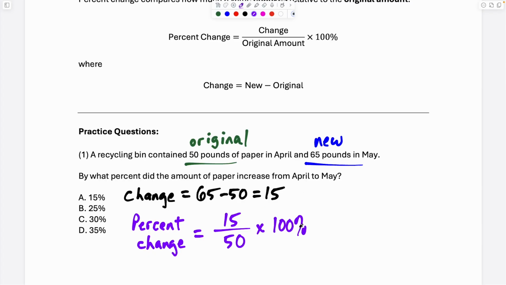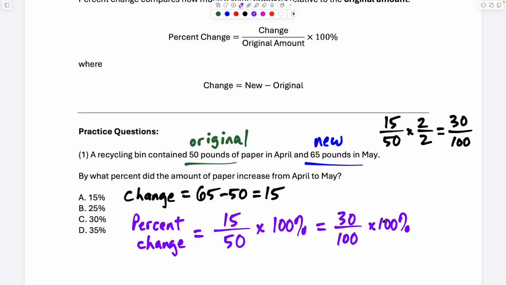Okay, so we're going to work this out. But on the side, what I want to do is take 15 over 50 and make a denominator of 100. So I'm going to do that by multiplying by 2 over 2, which gives us 30 over 100. And the reason I want to do this is it's going to make simplifying much nicer. So I could rename 15 over 50 as 30 over 100, and we're multiplying this by 100%. So notice the 100 over 100 cancels, and this gives us 30%. Okay, so this is a 30% increase, and we're going to get choice C.